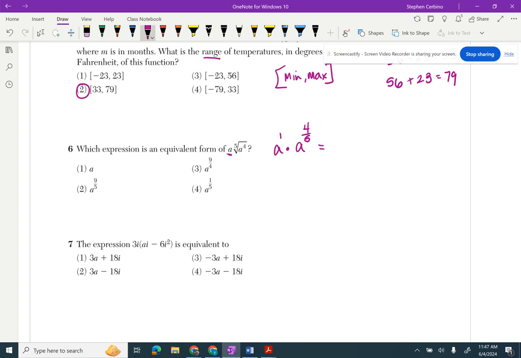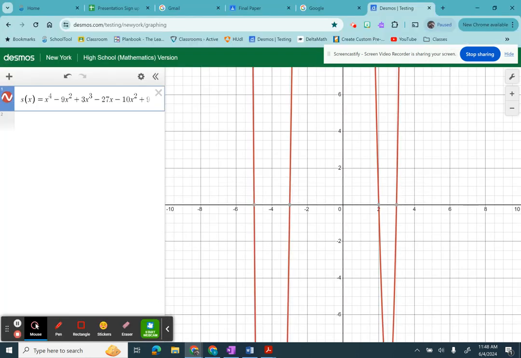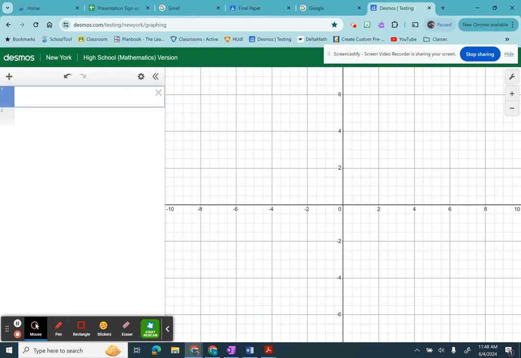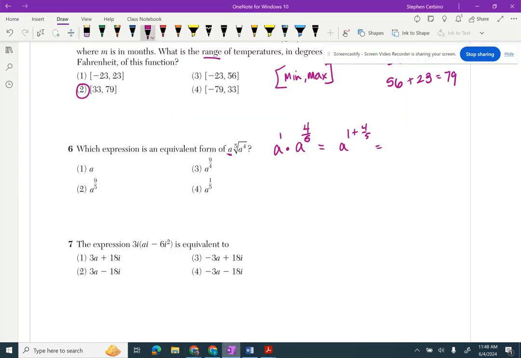Now from here, we have to use our properties of exponents. So when we multiply variables, we're going to add their exponents. So I know I'm going to get a to the 1 plus 4/5. Well, for those of you that aren't great with fractions, go to Desmos and just type in 1 plus 4/5. It's going to give you a decimal, but then you'll notice the little fraction button over there on the side. We see that it comes out to be 9/5.